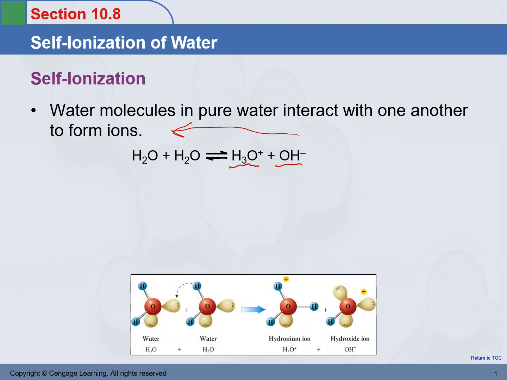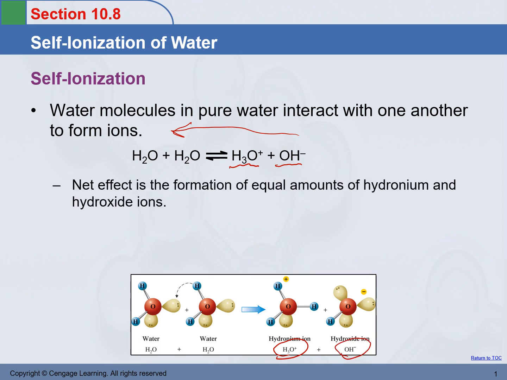So this picture shows us the transfer of one proton between two water molecules. One becomes a hydronium ion, the other becomes a hydroxide ion. If we're talking about pure water, then the amount of hydronium ion and the amount of hydroxide ion will be equal, because they are both produced from the transfer of protons between two water molecules. Every time a hydronium ion is generated, there must be a hydroxide ion. Again, we're talking about pure water.